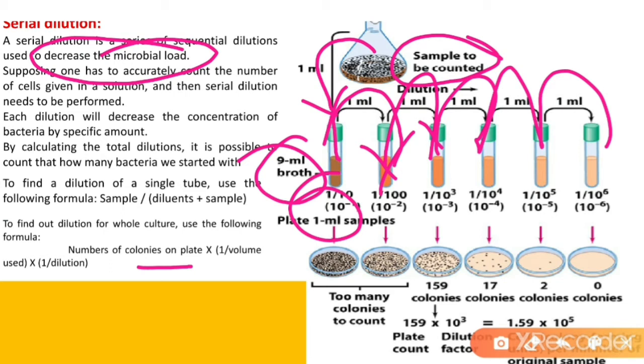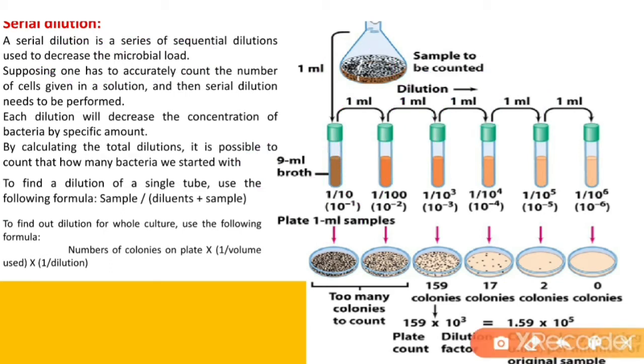After doing the dilutions, we have to select a single dilution from all these test tubes, that may be first, second or third, and that dilution we have to spread on the media plate. Then we have to incubate. After incubation we have to count the microbial number.